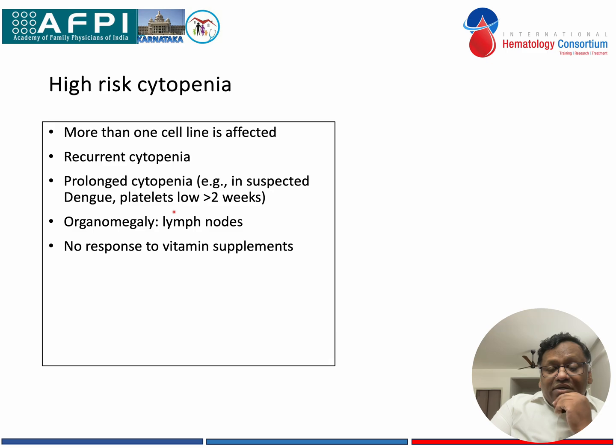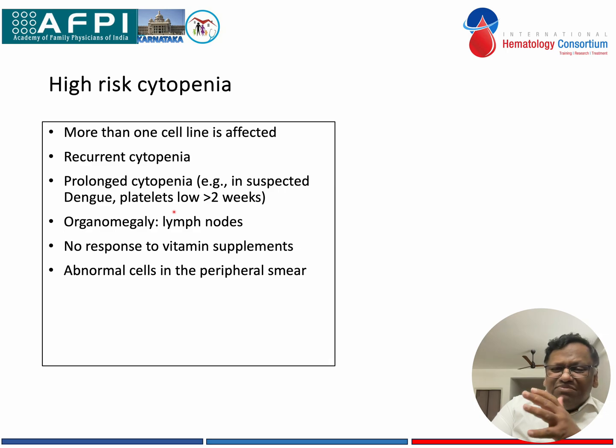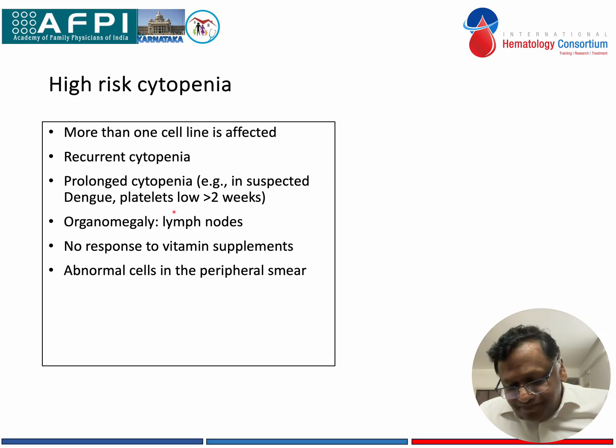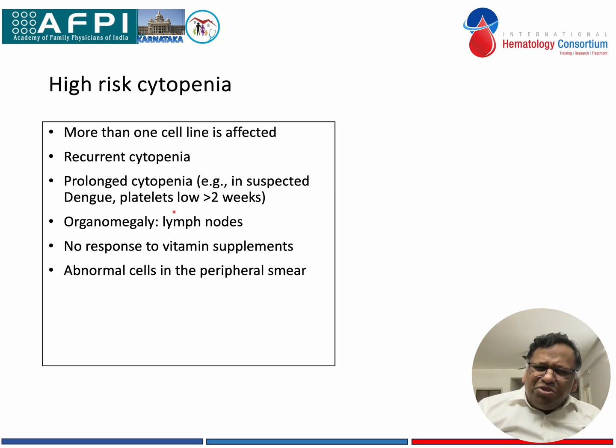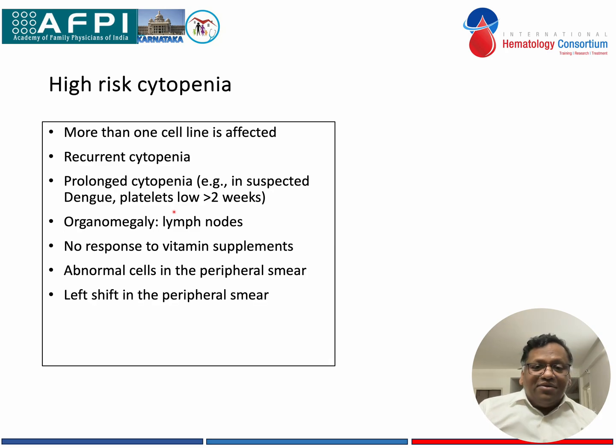hepatosplenomegaly. If you feel initially that, hey, low hemoglobin, WBC, platelet, maybe megaloblastic, I have given treatment, but there's not much response, or your pathology says maybe there are atypical cells. Now, that's a very important trigger. When our pathology friends tell us that, I'm not sure, but there are some atypical cells, some atypical WBCs, don't take that lightly. We have to rule out a malignancy. We have to rule out a lymphoma or a leukemia, right?